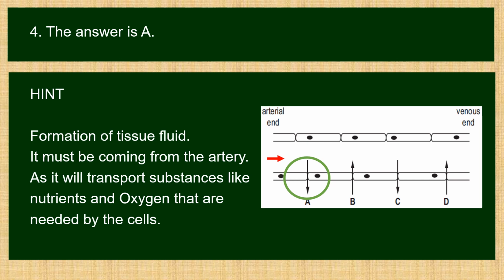The hint in the formation of the tissue fluid is the blood flow. There is a need to locate the arterial end of the capillary and its venous end. Exchange of substances start at the arterial end. Thus, tissue fluid is formed in the arterial end. The best answer is A.